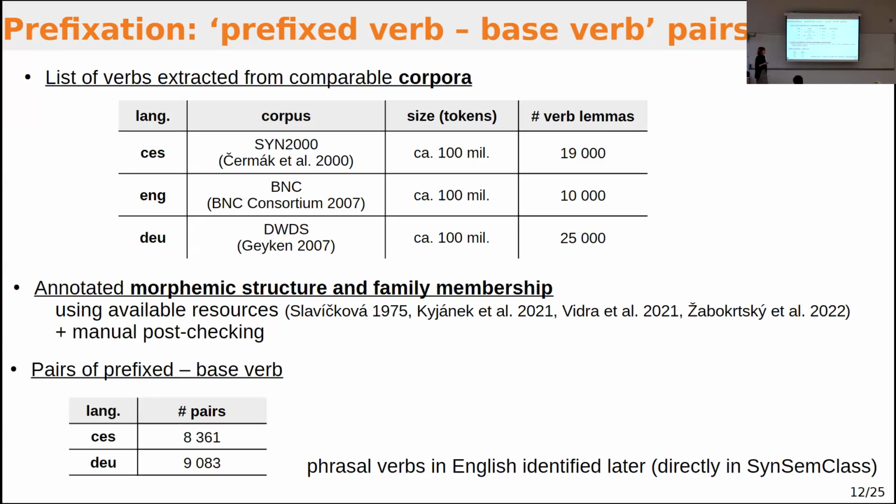And then I annotated these verbs for their morphemic structure, so the types of morphemes that they contain, and family membership, so what kind of root lexeme they contain. And I used the available word formation resources combined with manual post-checking. And from this, I was able to extract pairs of lemmas of prefixed and base verbs. For Czech, I ended up with over 8,000 such pairs. For German, it was over 9,000. For English, the phrasal verbs were identified later because they're easy to identify in SynSemClass.